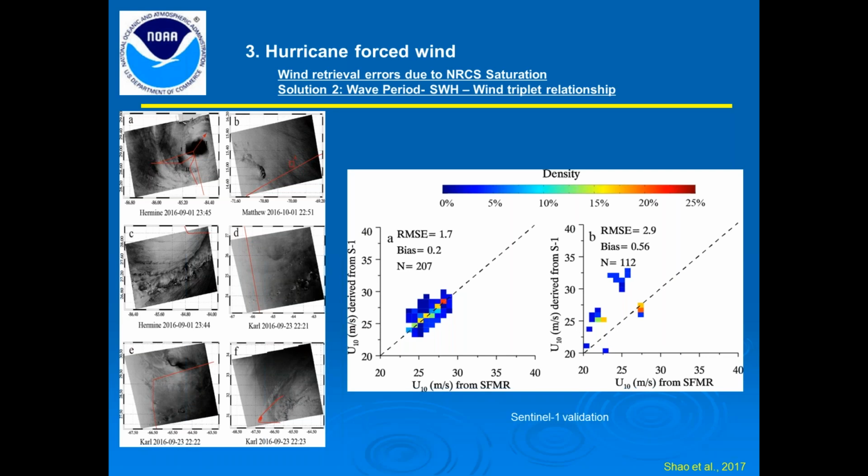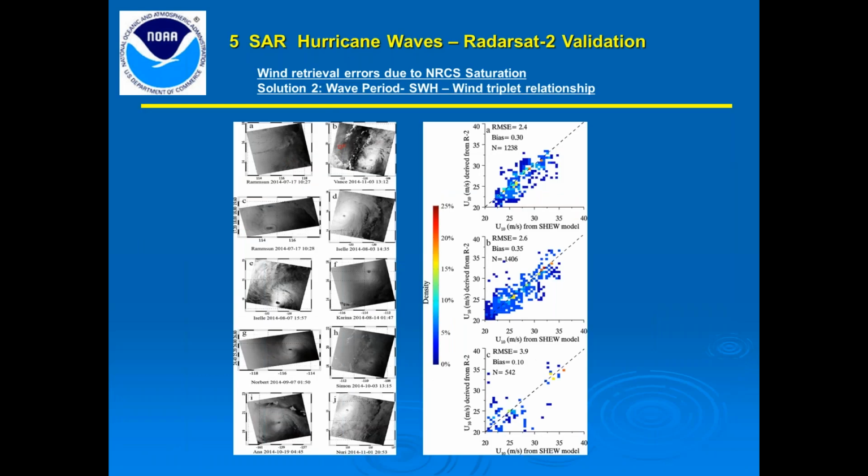So this is a validation for Sentinel data. You can see it's fairly reasonable for these 6 hurricanes, but those 6 hurricanes are not so strong, so the result looks good. And this is another study we did for validation, I think this is for RADARSAT-2, the previous one for Sentinel-1. You can see these are the results. More or less, the wind you get has a 10% error bar. So I think that's very useful for hurricane wind measurements.